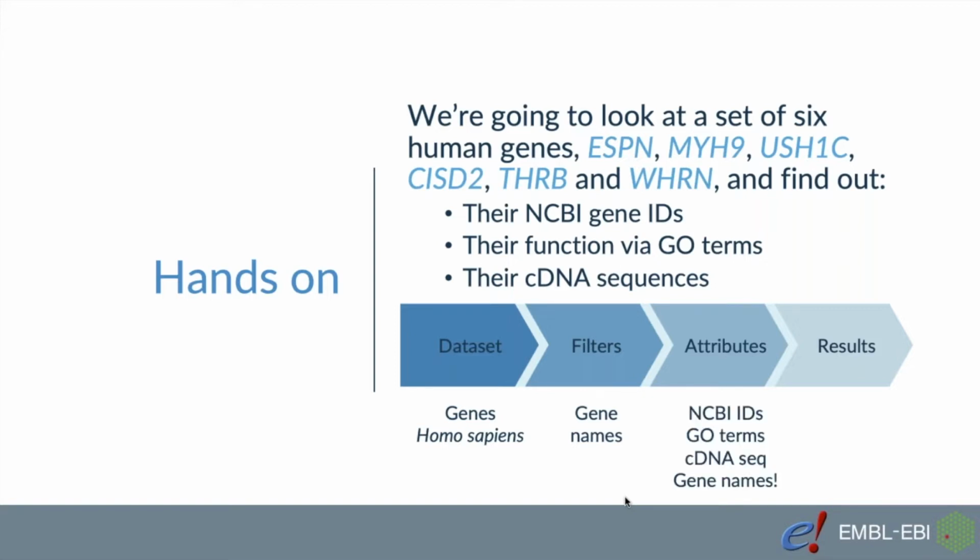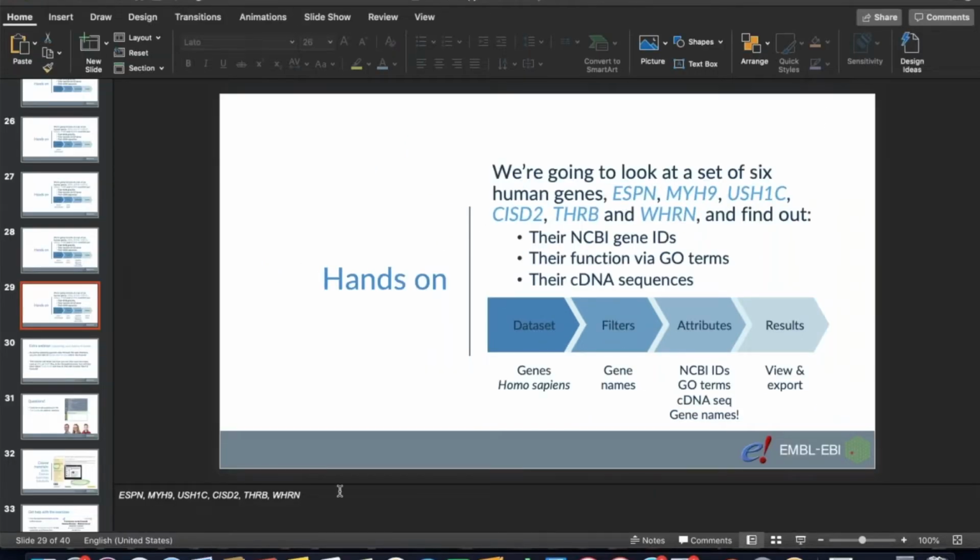We then have to specify our output, also known as attributes. So things we want to export, and in that case, we've got NCBI IDs, GO terms, cDNA sequences, but also it's advisable to include your input in your output so that you can match your gene names with your obtained output. Therefore, we're going to choose gene names as the attribute as well. And finally, we're going to view and export our data. Okay, great. Let me jump out of my presentation now and copy my input gene names.